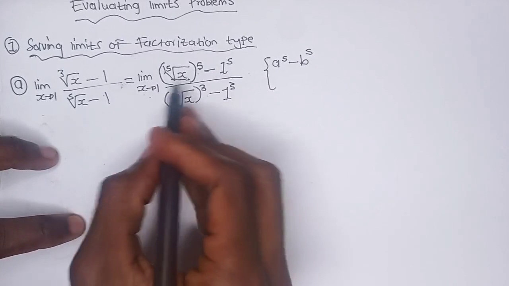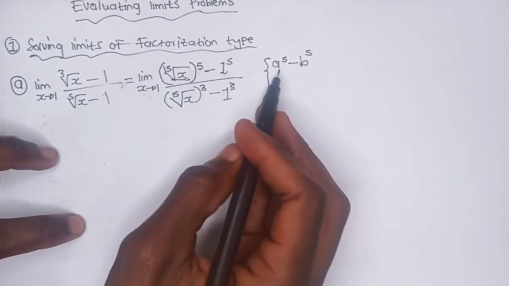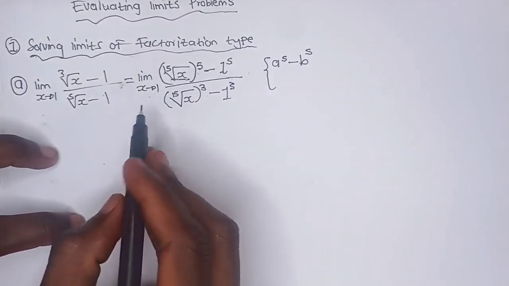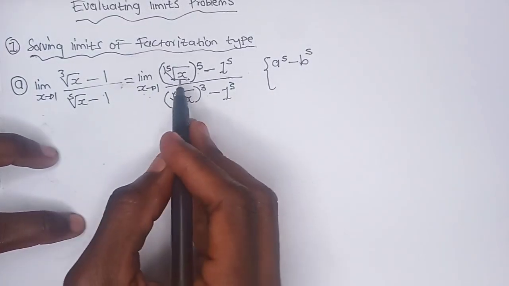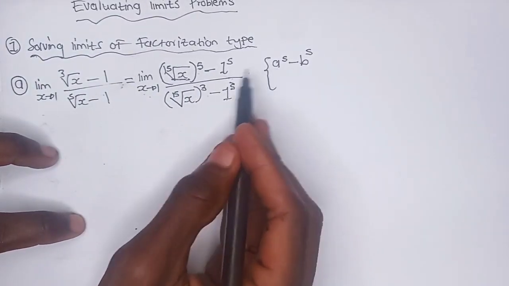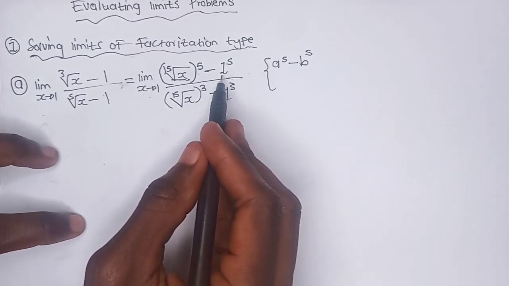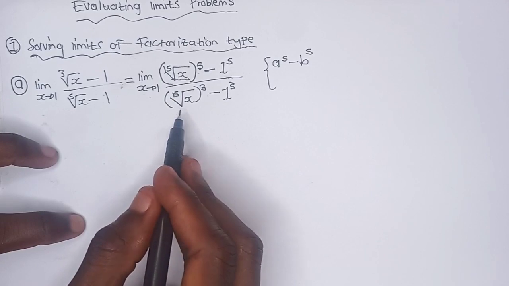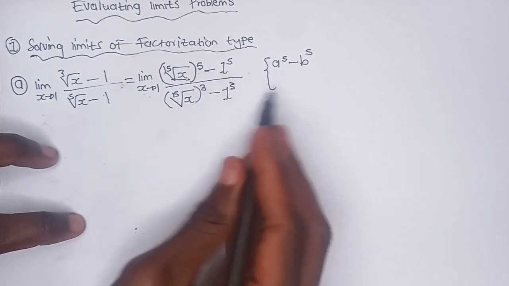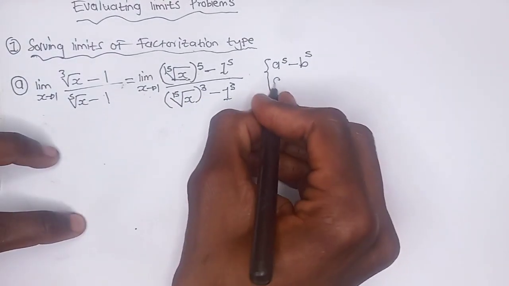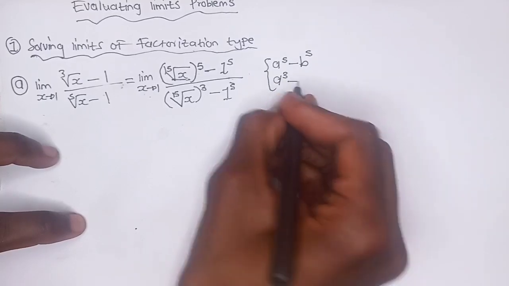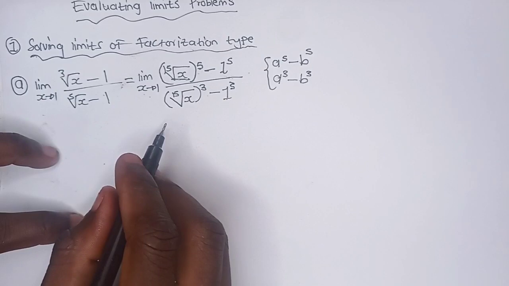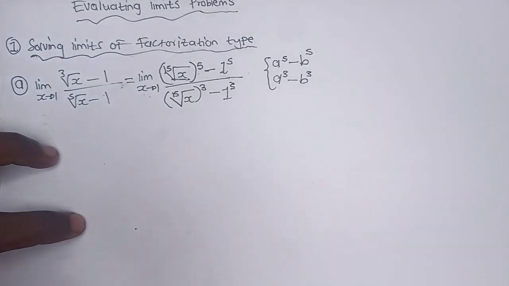So in the numerator, I'm having the expression of the form a to the power 5 minus b to the power 5. It is clear to you that the 15th root of x is your a and 1 is your b. It is a similar case in the denominator, but the power is different. It's 3 instead of 5. So in the denominator, it's a cube minus b cube. But according to the factorization theorem, what are these two equal to?